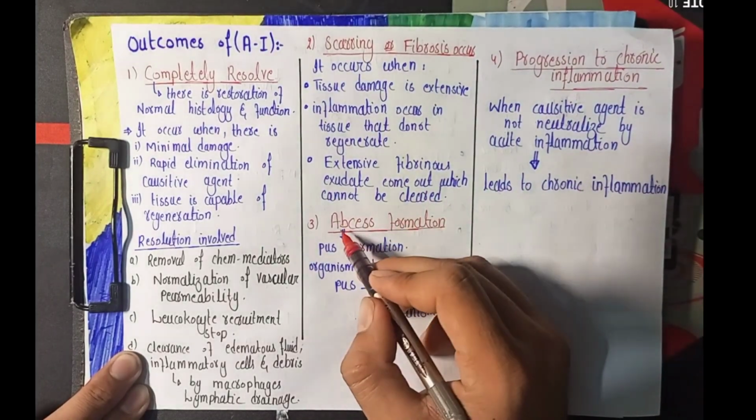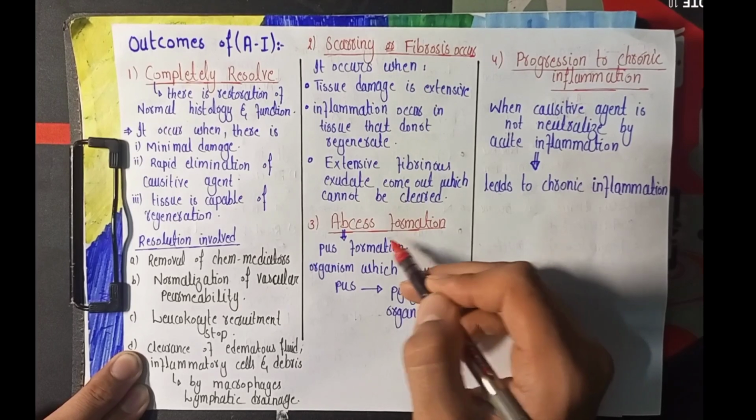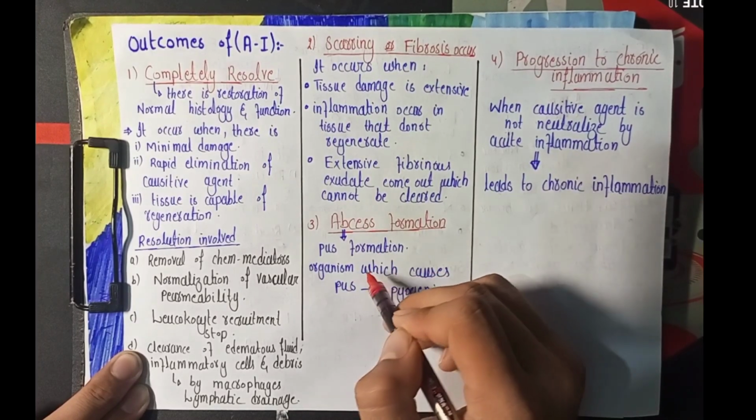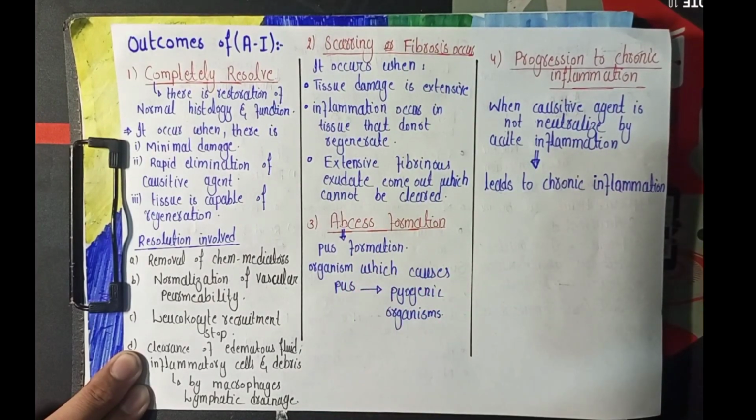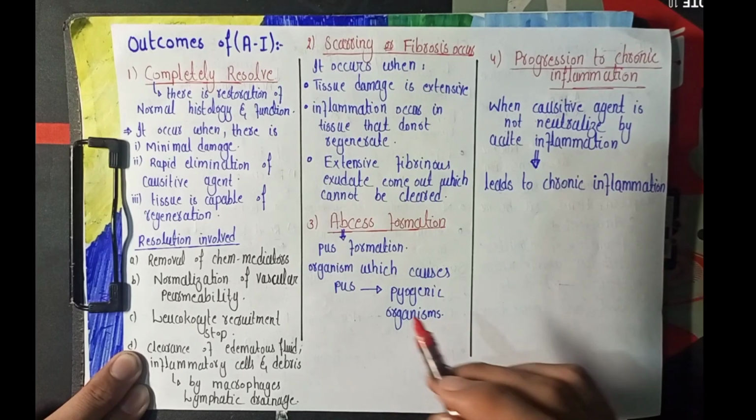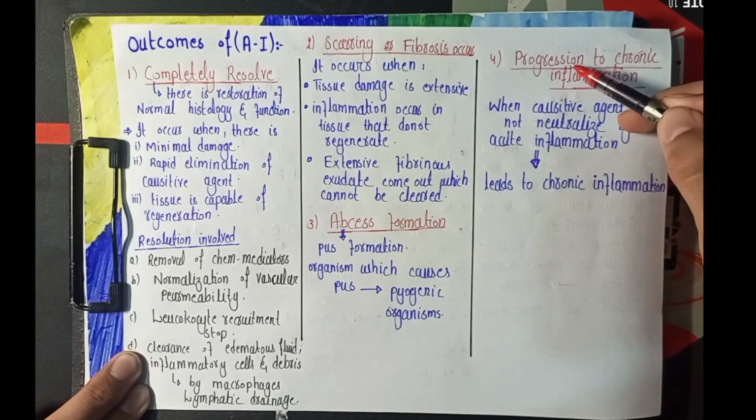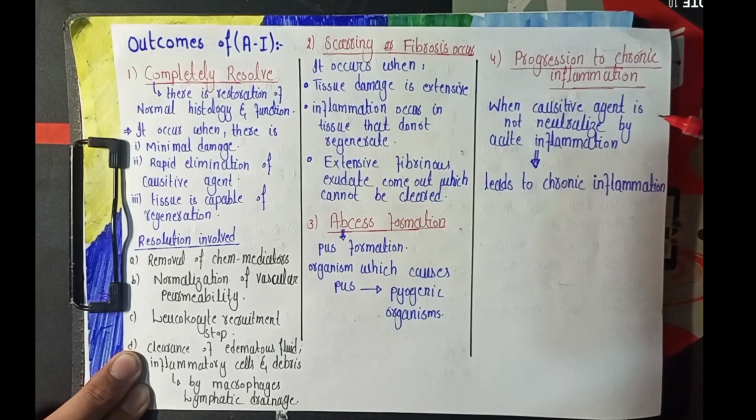Acute inflammation may lead to abscess formation. An abscess is pus formation, and it is formed by organisms known as pyogenic organisms. And if the acute inflammation does not resolve, it may progress toward chronic inflammation. When the causative agent is not neutralized, it may lead to chronic inflammation.